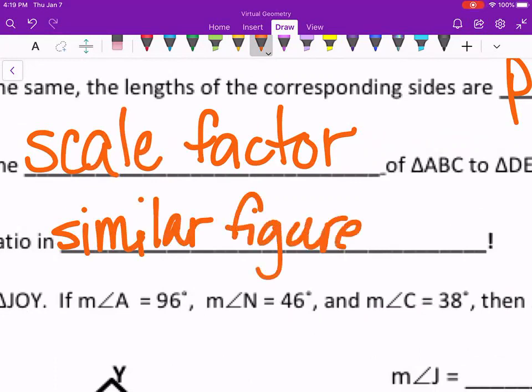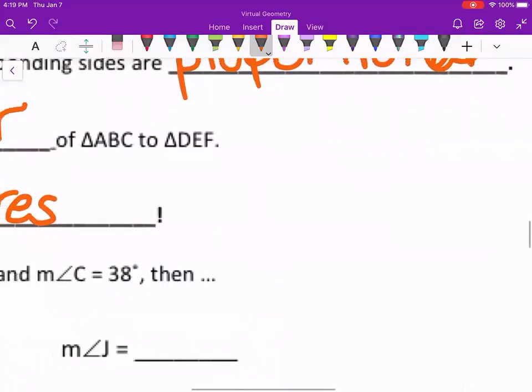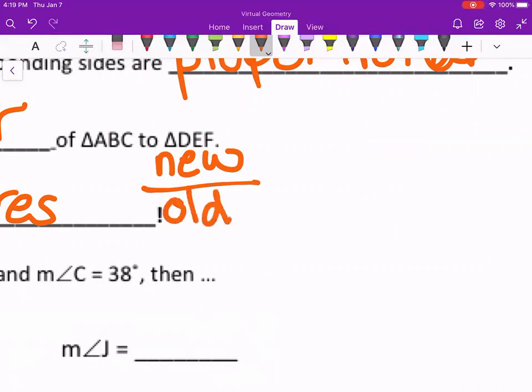Again, if your figures are not similar, you will not have a scale factor. And specifically, how do we find scale factors? Well, to make that ratio, we need the information from the new figure, and we'll talk about how to get the new one in a second, over the old figure. Now, given those similarity statements, triangle ABC and then your squiggled triangle DEF, how do we know from our similarity statement which one is the new shape, which one is the old shape?